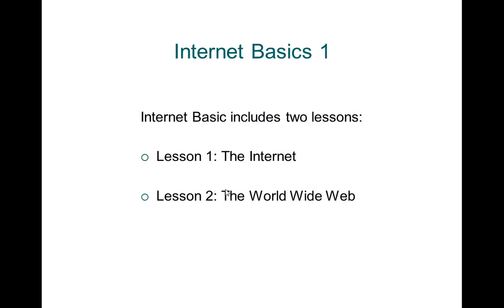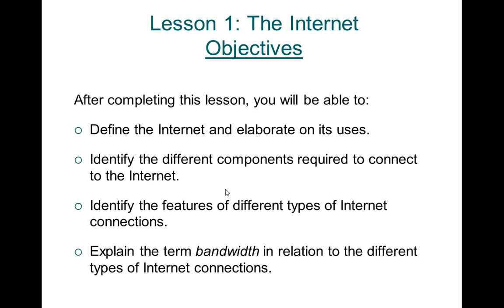In today's class, the main topic is basics of internet. There are two chapters in this topic. First one is what is the internet. Then second one is the WWW, that is World Wide Web. This is the main objective, means after you have completed chapter number 1, you are able to define what is internet. Now, I think you are able to define what is internet.